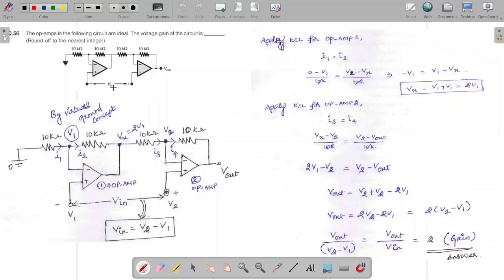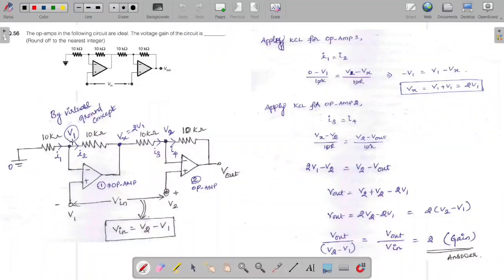In this diagram, they have mentioned only V in, that's all. We have two terminals here: the first operational amplifier has one terminal and the other operational amplifier has another terminal for the V in input. For that purpose, I have taken V in equal to V2 minus V1. Here V1 is the first operational amplifier's non-inverting terminal input, and V2 is the second operational amplifier's non-inverting input. I have taken V1 as well as V2 in this problem.